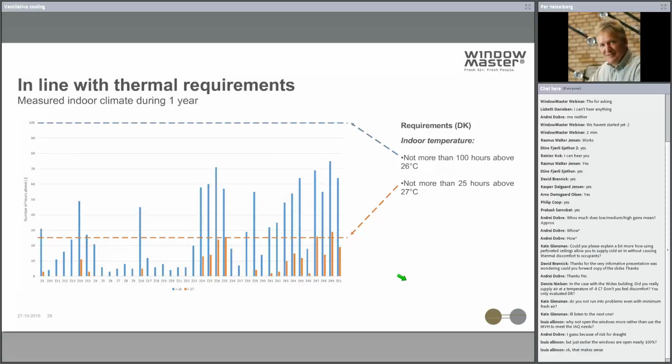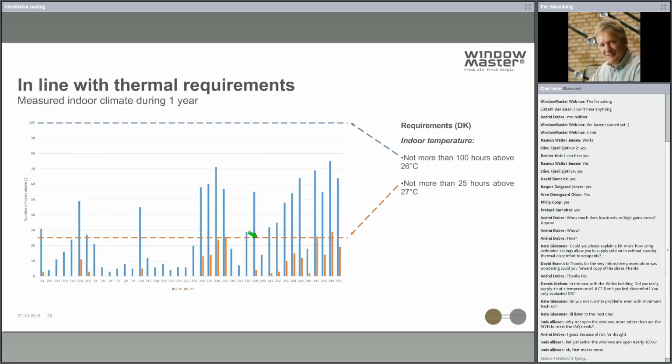And in Denmark here we have some requirements that the number of hours should not exceed 100 hours above 26 degrees. So that's represented with this blue dotted line, and we should not have more than 25 hours above 27 degrees, represented here with this orange dotted line.